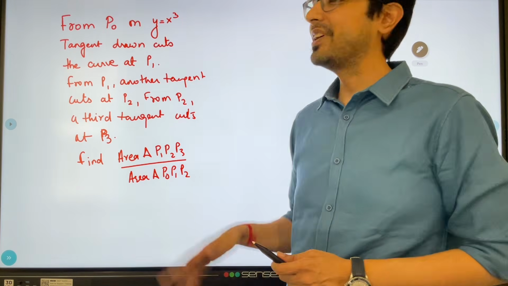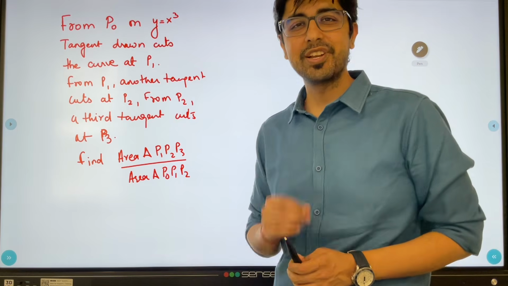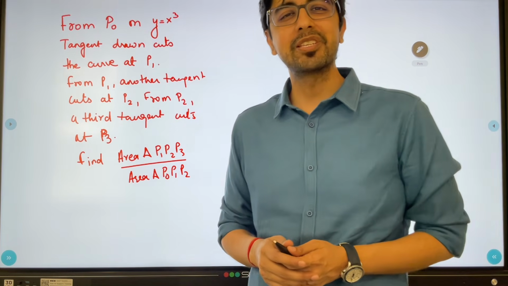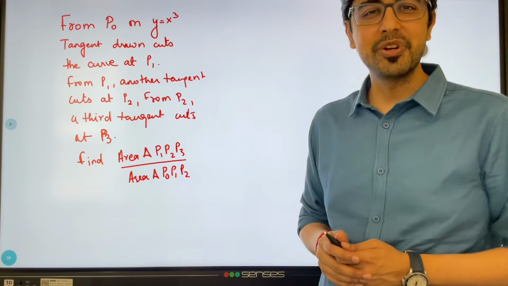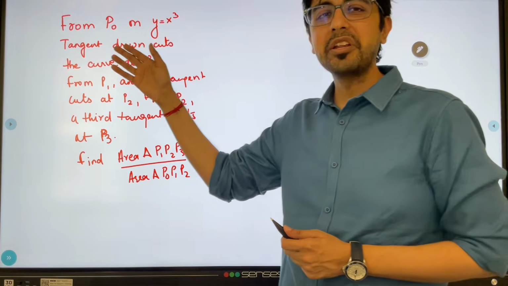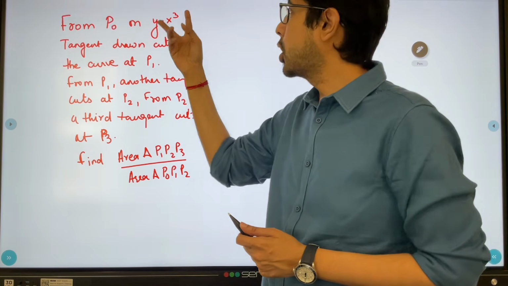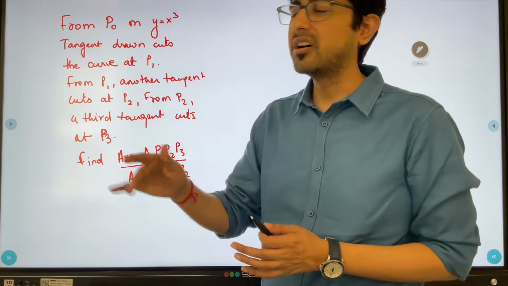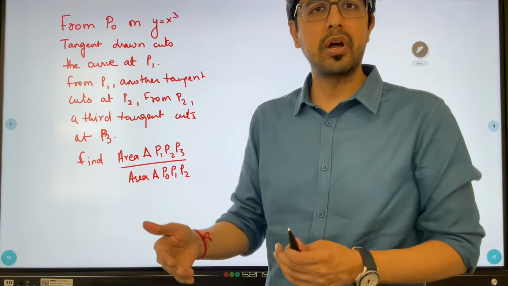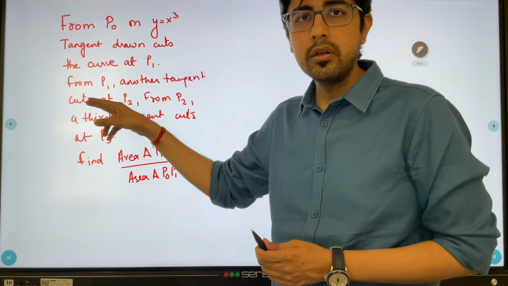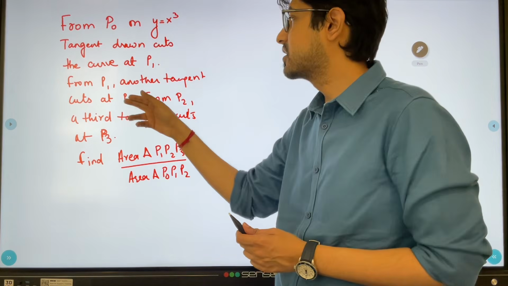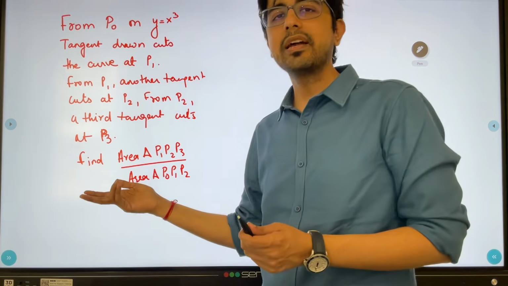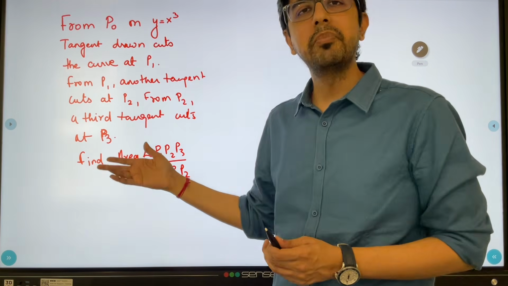In this episode, let's look at this amazing question on application of derivatives that I came across while I was helping some students solve application of derivatives. The question reads, from a point P0 on the curve y is equal to x cube, a tangent is drawn which cuts the curve again at P1. From P1, another tangent is drawn which cuts the curve again at P2, and from P2 we are drawing a third tangent which cuts the curve at P3.